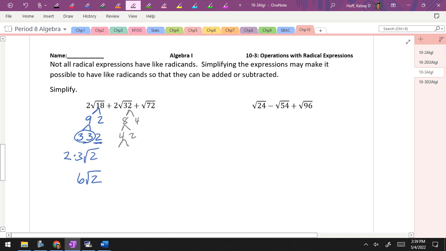4 is 2 and 2, and I bring that 2, and I bring down these 2's. So I'm going to put a plus sign so I don't lose it. What number was already out there? 2. Who's going to join him? 2 other 2's.